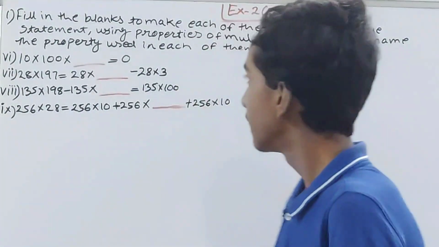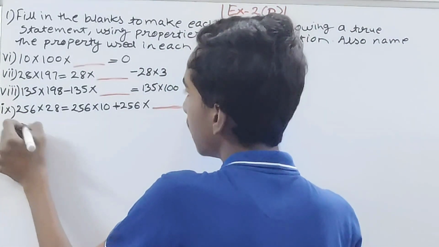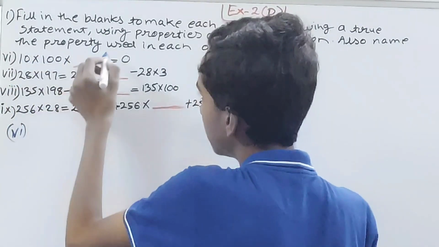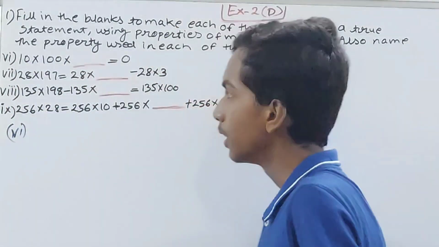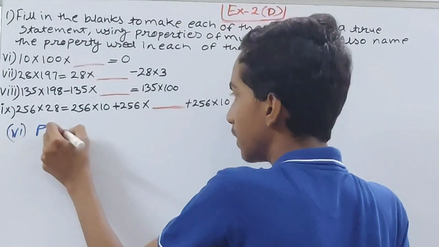Now the next one is the sixth part. And what have you got here? See here in the sixth one, what property will you use? 10 into 100 into dash and then 0 is equal to 0. So again you will use what? The property of 0, right?